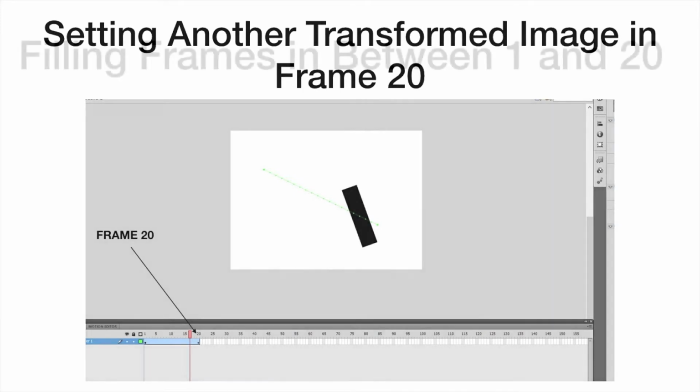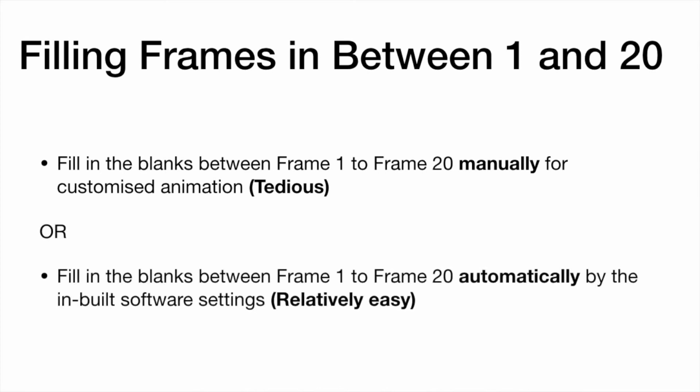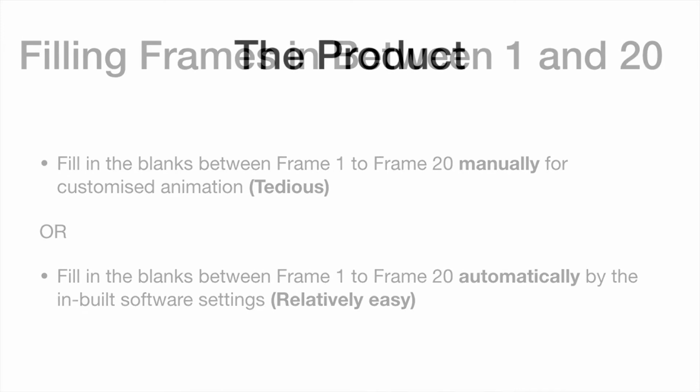Now, filling in the frames between 1 and 20 can be done manually, which is tedious, or this filling can be done automatically by the help of inbuilt settings, which is easier. So, this is how the final product is seen in motion.